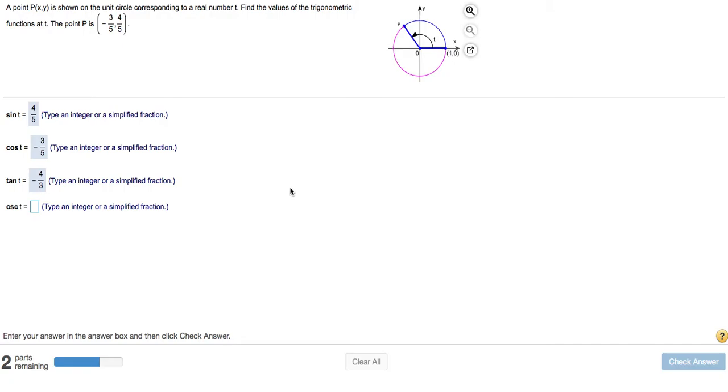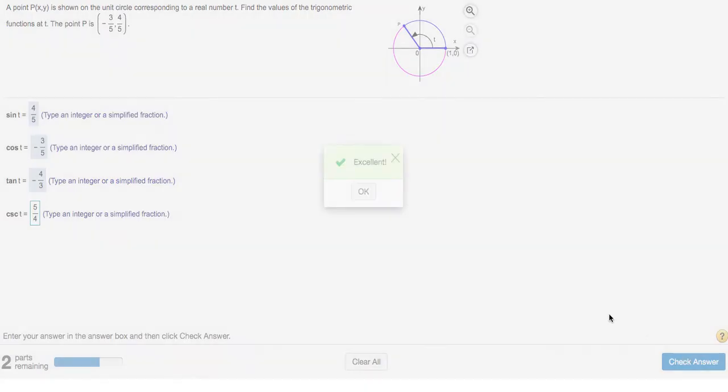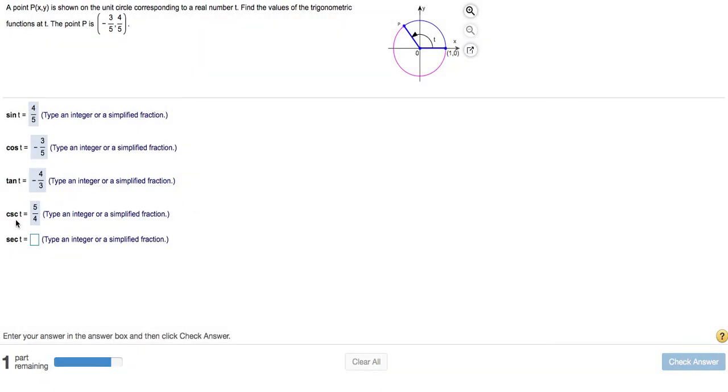The remaining 3 trig functions are cosecant, secant, and cotangent. These are all defined as reciprocals of these trig functions. So if you know sine of t, then you know that cosecant of t is going to be the reciprocal of sine, so 5/4. I got this simply by looking at this fraction and inverting it. So said another way, cosecant is defined as the reciprocal of sine.